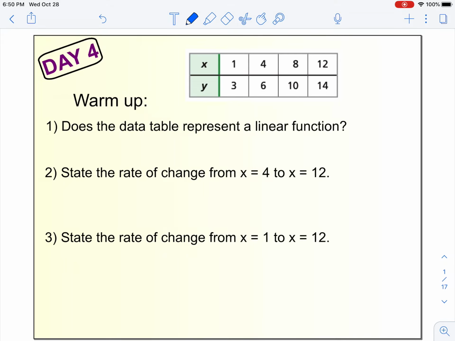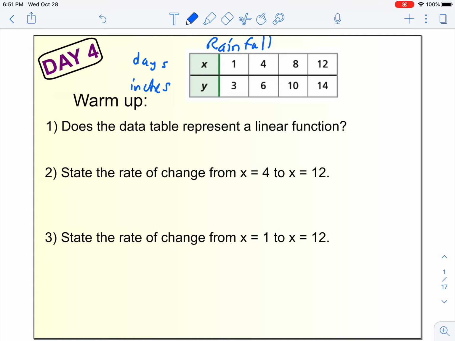Chapter 5, Day 4. I'd like you to try this warm-up, which reviews some of the things we've been working on in Chapter 5 so far, including rate of change. And so I would like you to take a look at this table. It actually is a table of days and inches of rainfall.